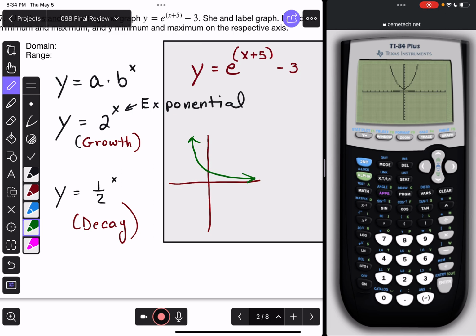Okay, so it decays or gets really, really small very, very quickly. And so that's what our base exponential functions look like. So what's this mean in terms of this equation? Well, if you look at the equation in the problem, we've got ourselves an x, and it's in the exponent. So it's one of these, either exponential growth or decay.